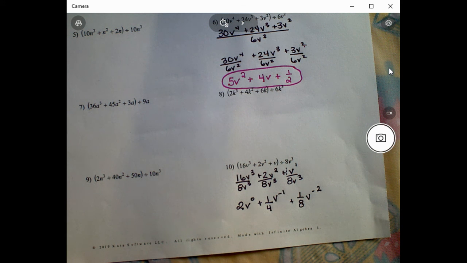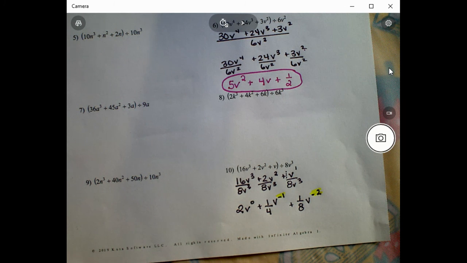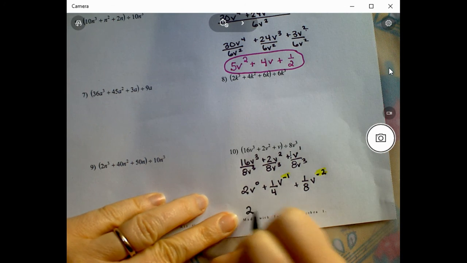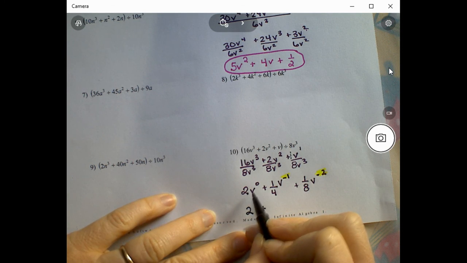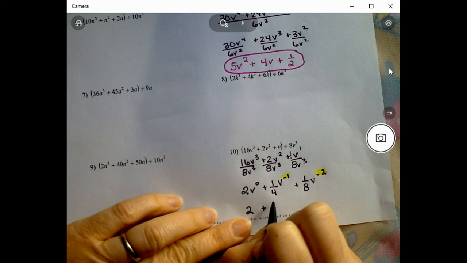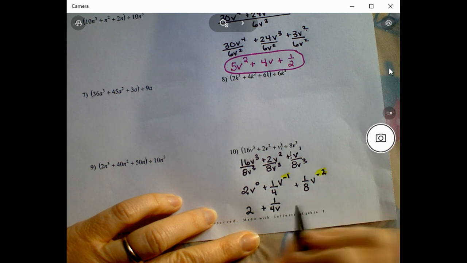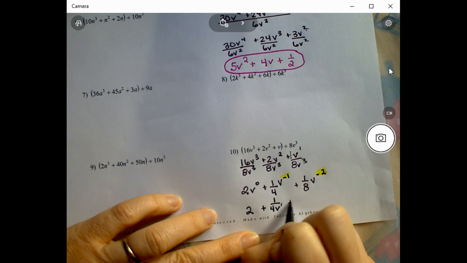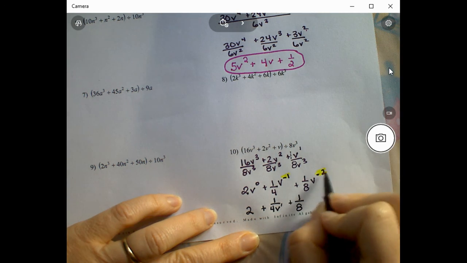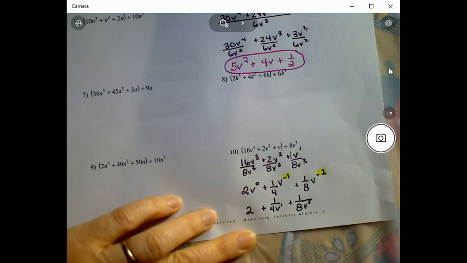And what I have not shown you yet, but will be soon, is that that negative exponent actually means it's in the wrong place. So to write this, you would do 2 plus, because remember, v to the 0 equals 1, so we don't need to write it. 1 over 4v. That's how you would write that. That 1 is kind of right there. Plus 1 over 8, and since this v is negative, we're going to move it down and put squared.